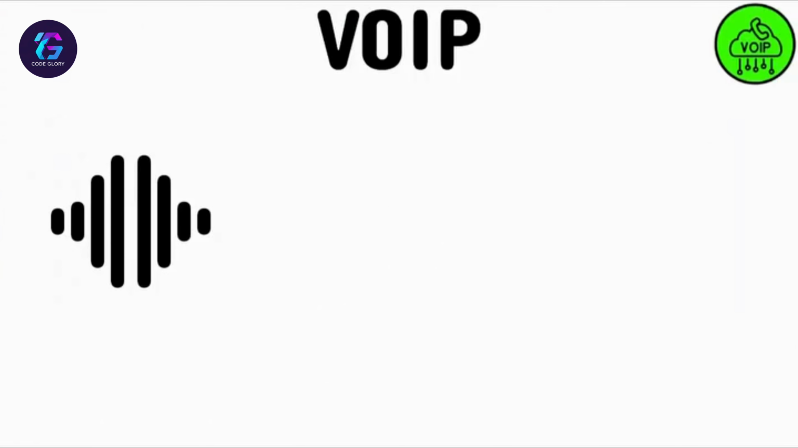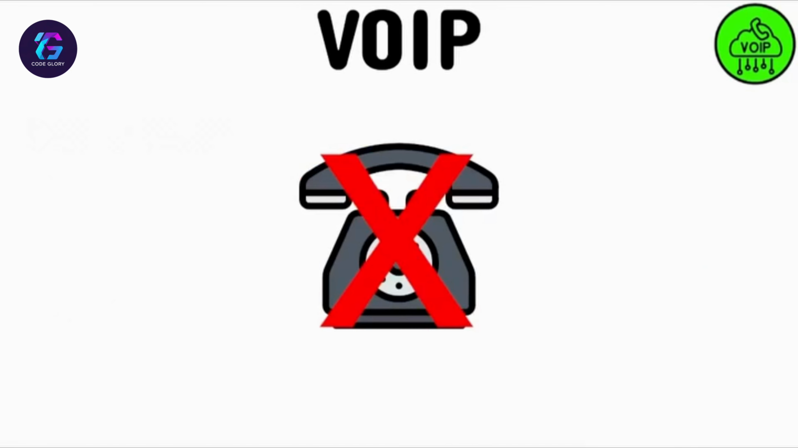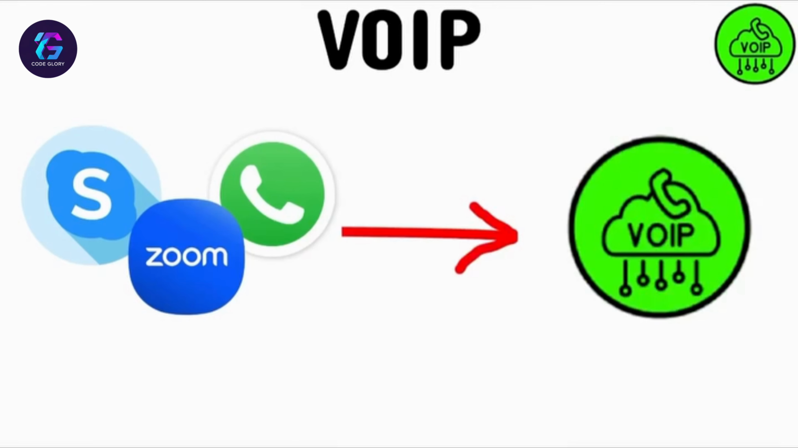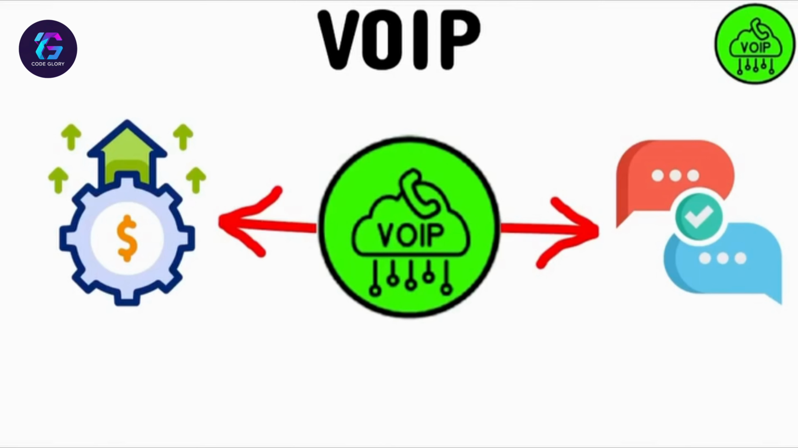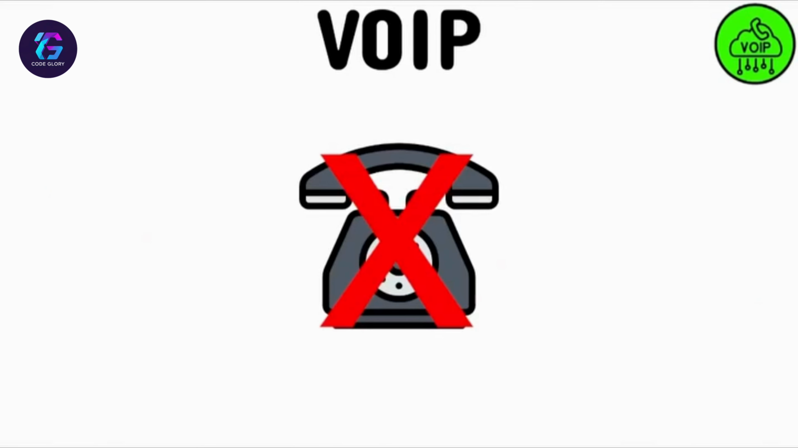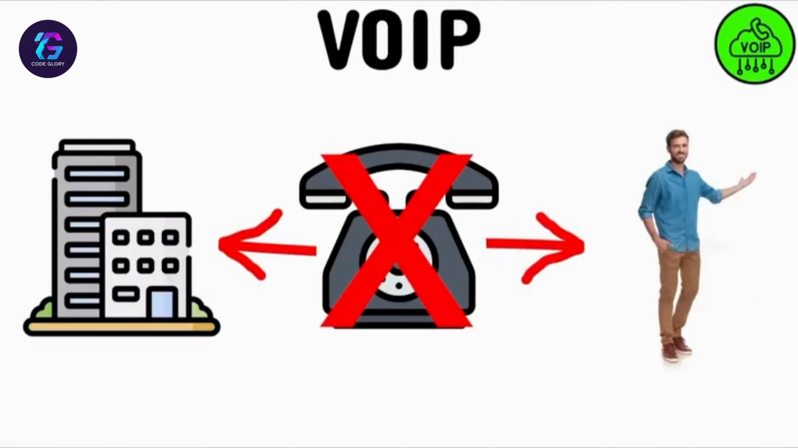VoIP allows voice communication to be transmitted over the internet instead of traditional phone lines. Services like Skype, Zoom, and WhatsApp use VoIP to enable voice and video calls. VoIP offers cost-effective, high-quality communication and is increasingly replacing traditional telephony systems for businesses and individuals alike.